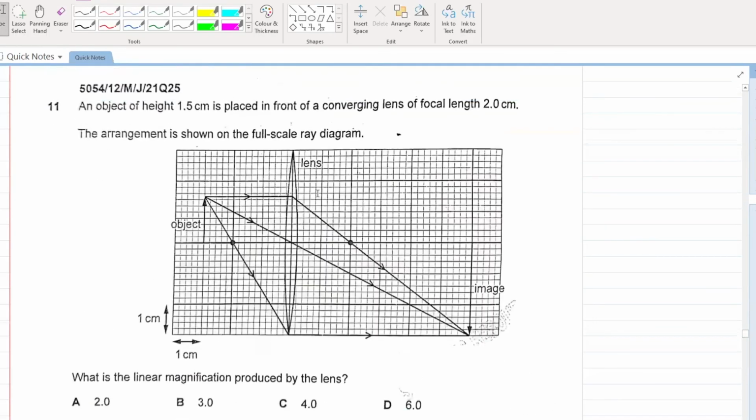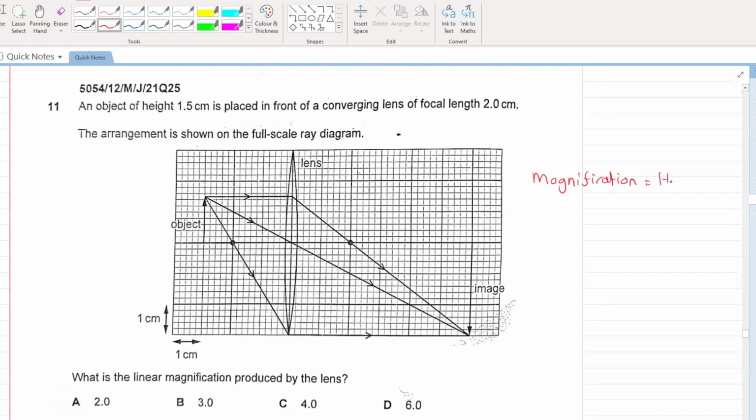Let's see this. An object of height 1.5 centimeter is placed in front of a converging lens of focal length 2 centimeters. The arrangement is shown on the full scale diagram. What is the linear magnification produced by the lens? We have to calculate the linear magnification. To calculate the linear magnification, what do we do?